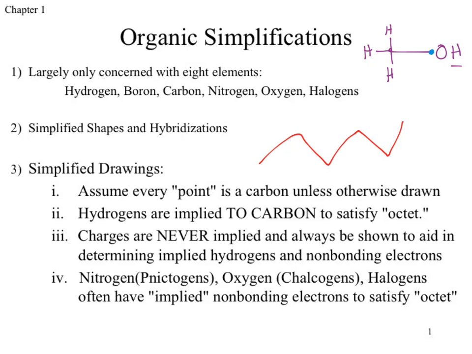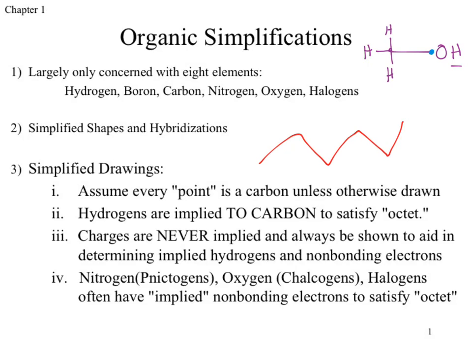So hydrogens will always be implied, and remember it goes to the octet. Unless we see a charge, we need to have 4 bonds shown around carbon. If we don't see those 4 bonds, there's implied hydrogens attached until we saturate.